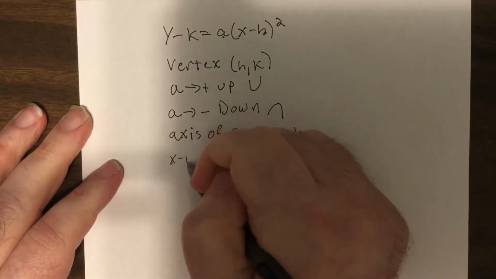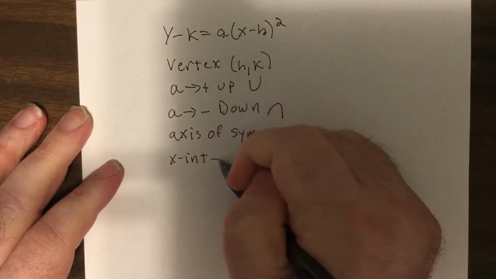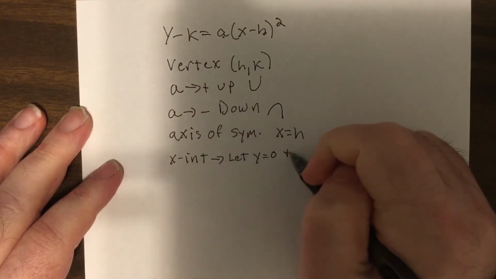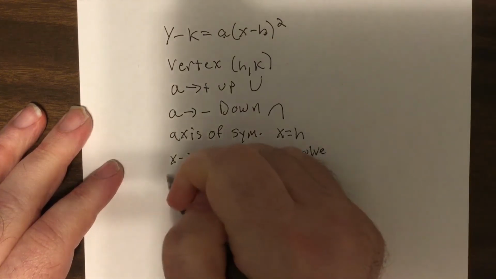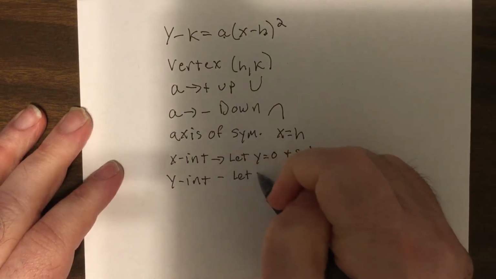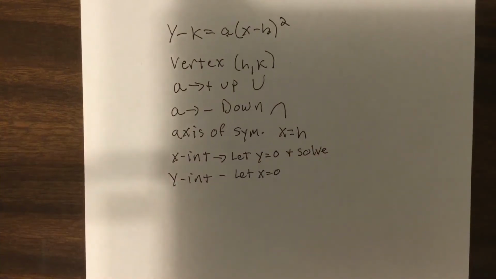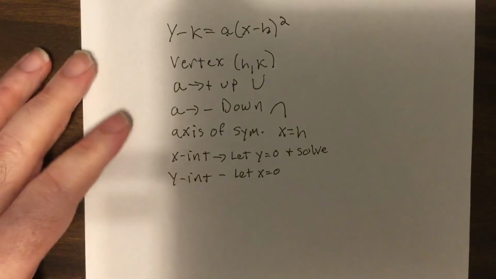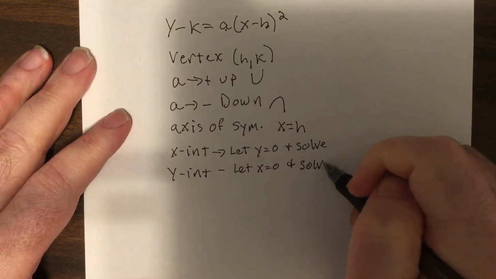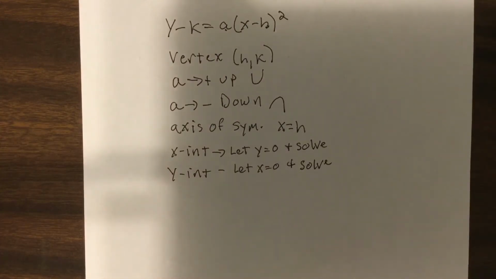Then you find the x-intercepts, which you do by letting y equal 0 and solve. Then you find the y-intercept, which you do by letting x equal 0, because that means you're going left and right, none. You're just going up or down on the y-axis. Now, if you do all that and you still don't have enough points, you just plug a number in for x and see what y would be to find another point.